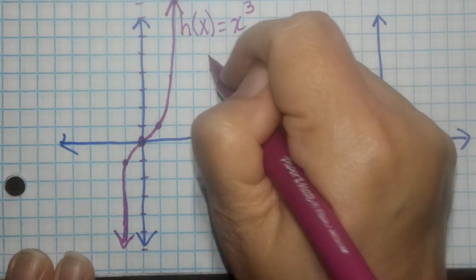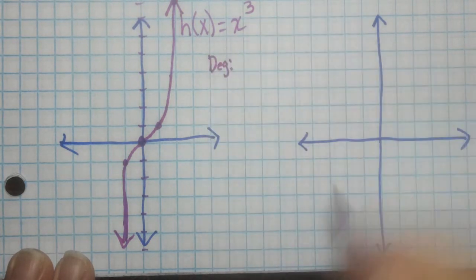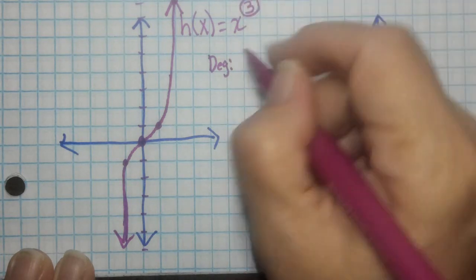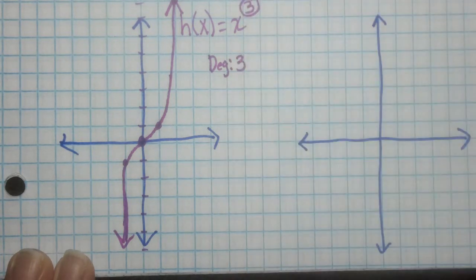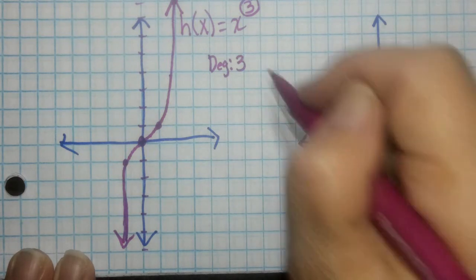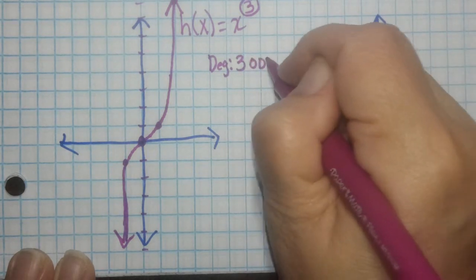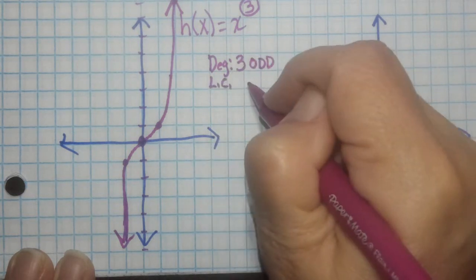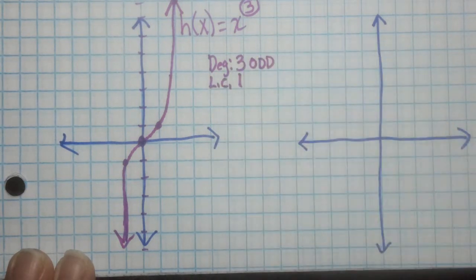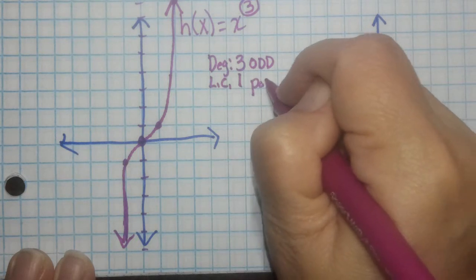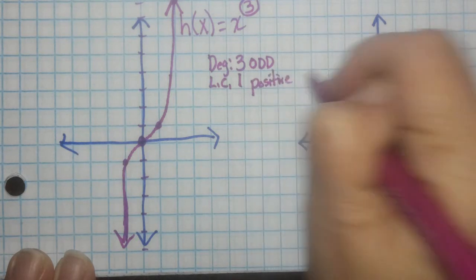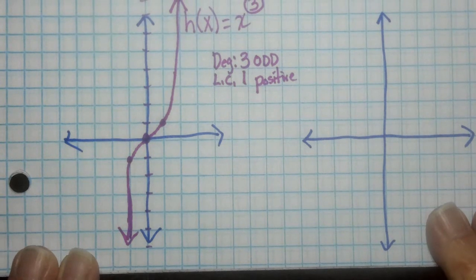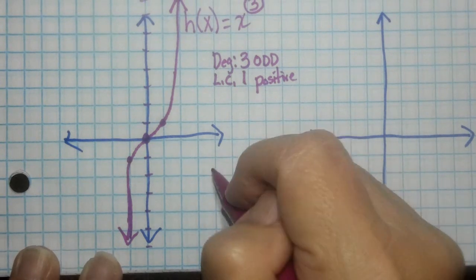So what's our degree? Degree is 3. Is 3 odd or even? Odd. And what's my leading coefficient? It's 1, which is positive. So let's talk about our end behavior.